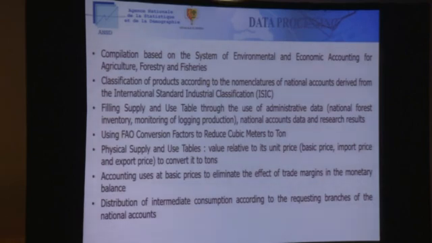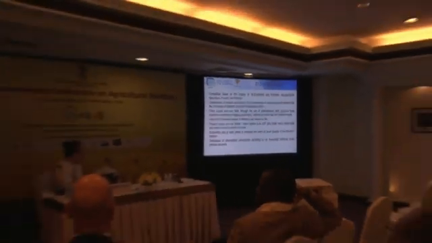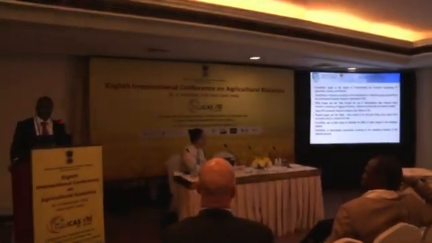And to move from monetary to physical, you use the value relative to its unit price, basic price, import price, and export price to convert it to tons. Accounting uses basic price to eliminate the effect of the trade margin on the monetary balancing. Distribution of intermediate consumption according to the accounting branch and of the national accounts.